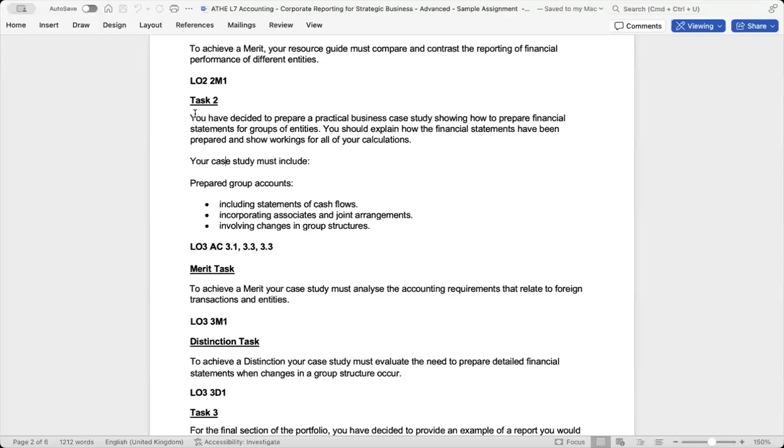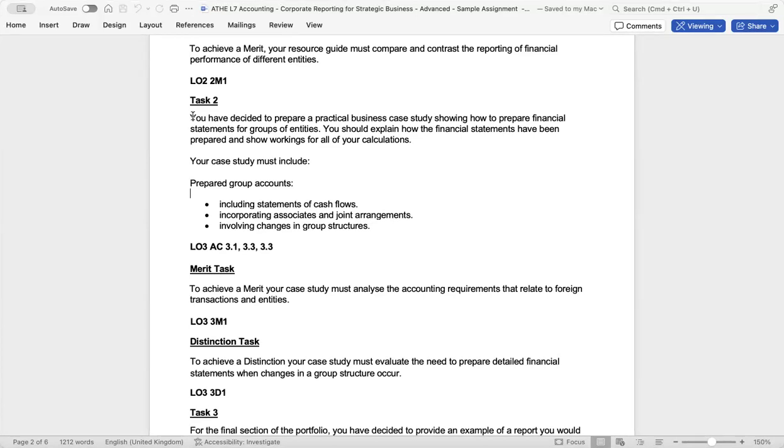Now, task two. You have decided to prepare a practical business case study showing how to prepare financial statements for groups of entities. You should explain how the financial statements have been prepared and show working for all your calculations. Your case study must include preparing group accounts, including statements of cash flows, incorporating associates and joint arrangements involving changes in group structures.